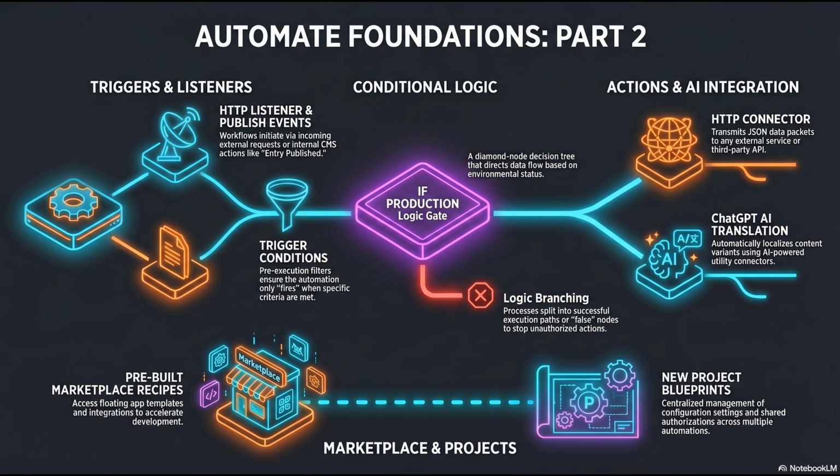So by pointing the HTTP action at webhook.site first, you can execute the publish event and actually watch the raw JSON payload arrive in real time. Right. You can inspect the headers Automate sent, you can verify the array structures, and you can see exactly how the rich text fields are formatted. It removes all the guesswork.